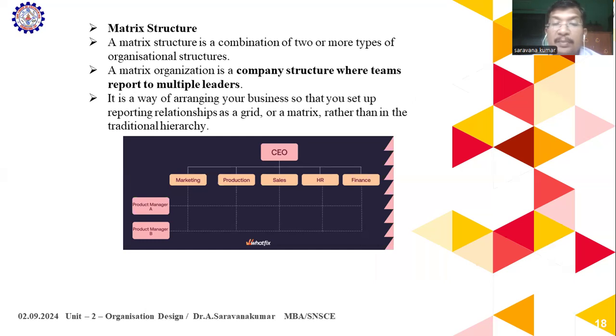So now you can see the picture of the matrix structure: marketing, production, sales, HR, and finance, but you also have a product A manager and a product B manager. That is a matrix. So you have multiple leaders, and the team will report to those multiple leaders. That is a matrix structure.